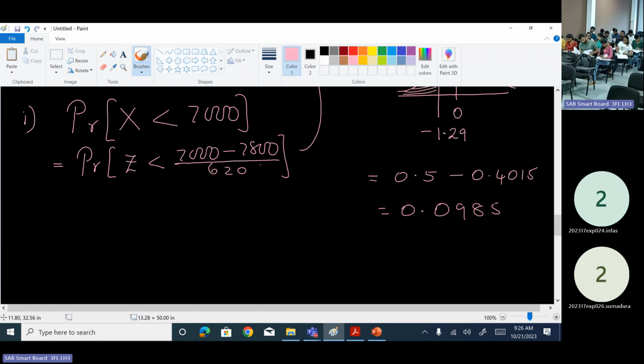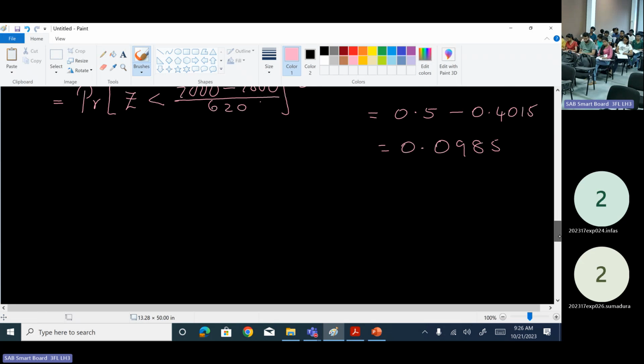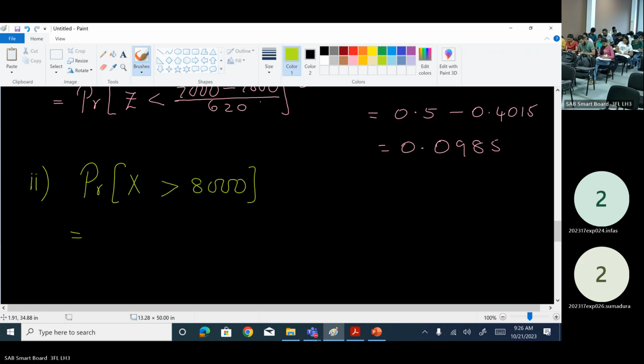So now the second one. When reading the probability, you put down the notation. It is not difficult. Second one, probability weekly revenue more than 8,000. So as you read the question, you put down the notation. That's the question.